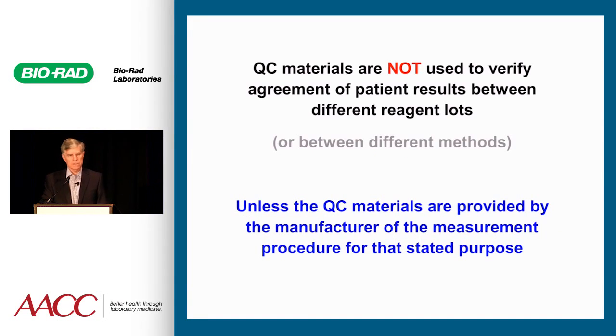So a corollary to this is obviously QC materials are not used to verify the agreement of patient results between different reagent lots, except when the QC materials are provided by the manufacturer of the measurement procedure for that stated purpose. And there are instruments on the market that come with something that is used to confirm the performance. And the manufacturer in that case has taken into account these types of adjustments that may occur.